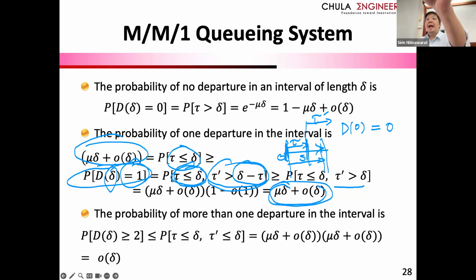But we want to analyze the system as delta is shrinking. So we have to write everything in terms of delta in the asymptotic regime. And then we will take the limit delta going to 0, okay?